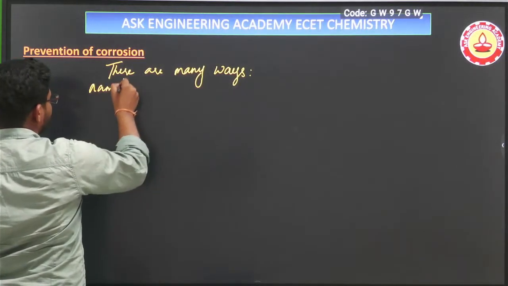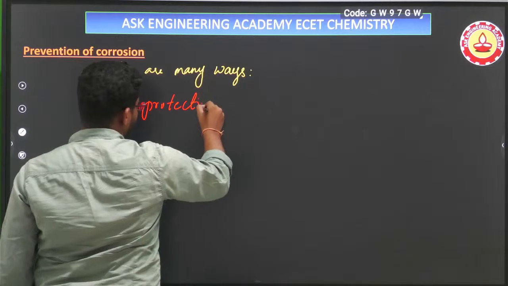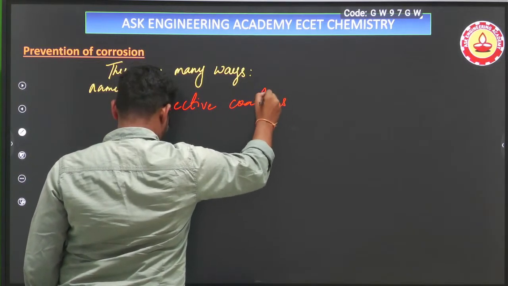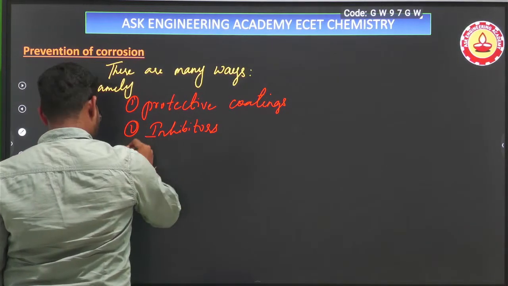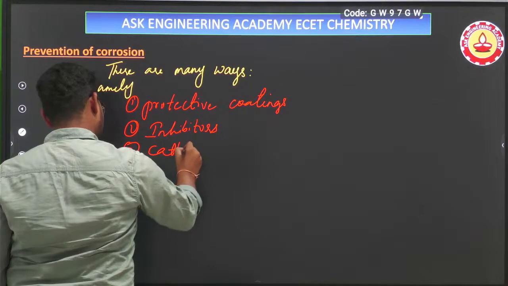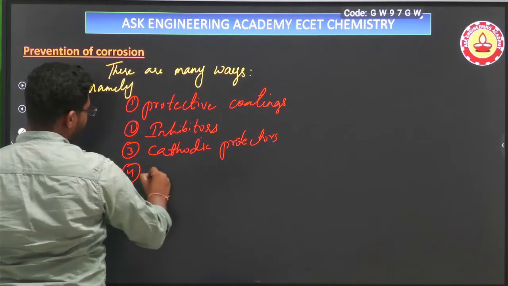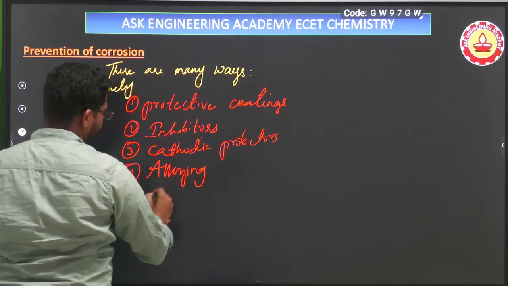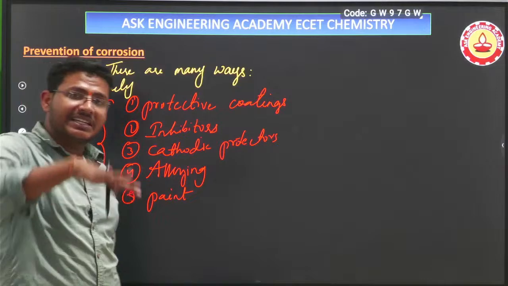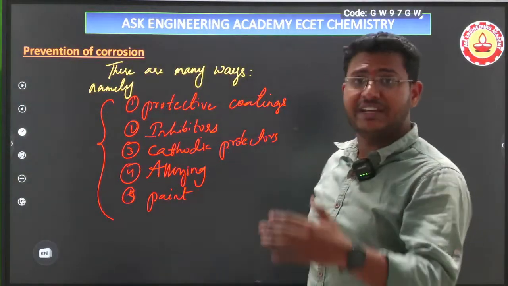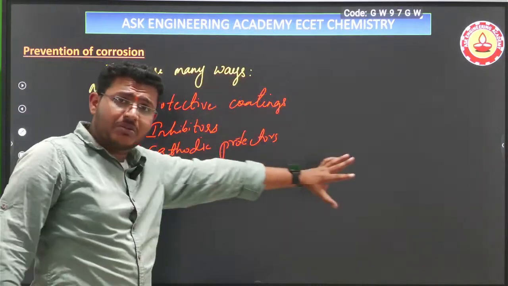namely, first is by applying protective coatings, the second one by using inhibitors, and third by using cathodic protectors. Now by using the technique called alloying, and now application of paints. So these are the 5 important things by which we can significantly reduce the process of corrosion or significantly minimize the rate of corrosion. This is how corrosion phenomenon can be prevented.